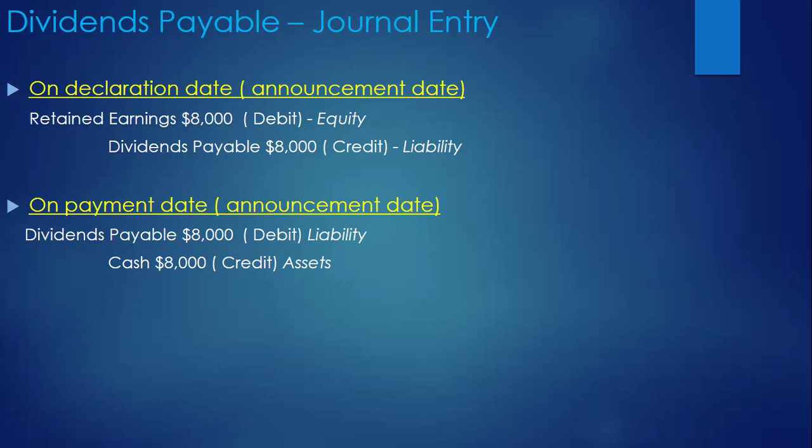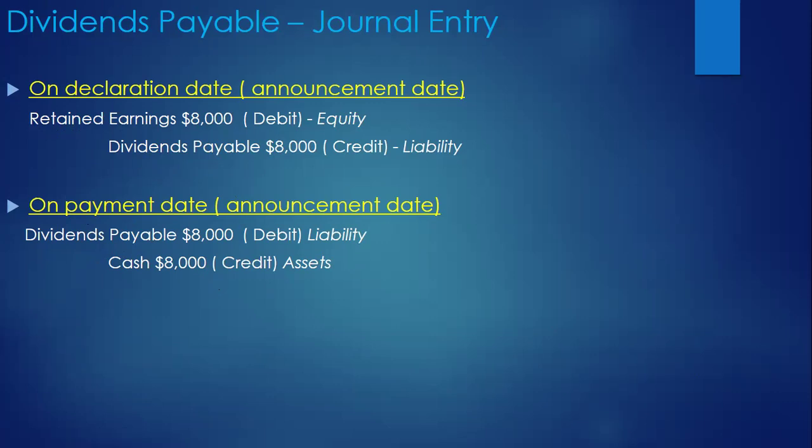So for 8,000, we're going to debit retained earnings, and we're going to credit dividends payable. And when it's paid out, we're going to debit the dividends payable and credit cash.